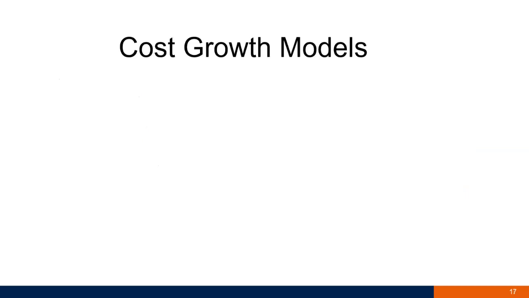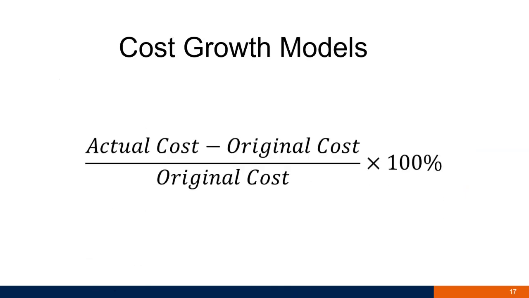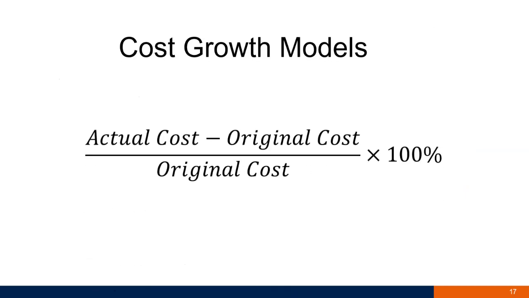For the cost growth model, we use this equation. We used the percentage change of the actual cost of the project at the end of the project. It is the actual cost minus the original cost, divided by the original cost. So it shows how much the project cost changed at the end of the project from the original contract price.